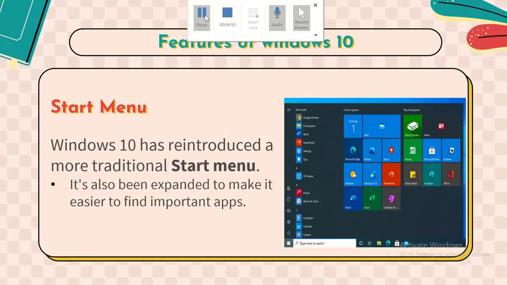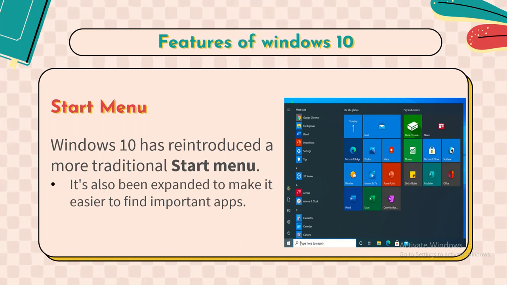The start menu is located in the same place, left corner of the screen, but the icon has changed. Clicking the start menu icon will display the new menu where you can access your apps, live tiles, settings, user accounts, etc. Windows 10 has reintroduced a more traditional start menu since it was removed from Windows 8.